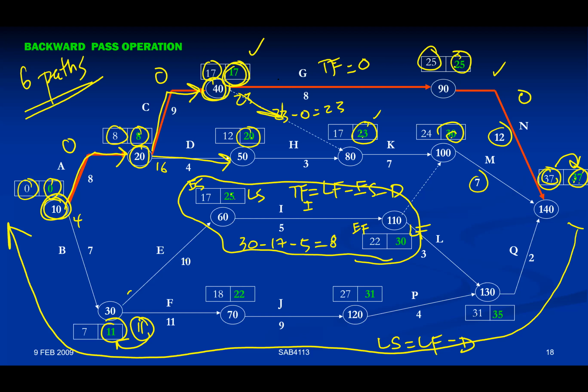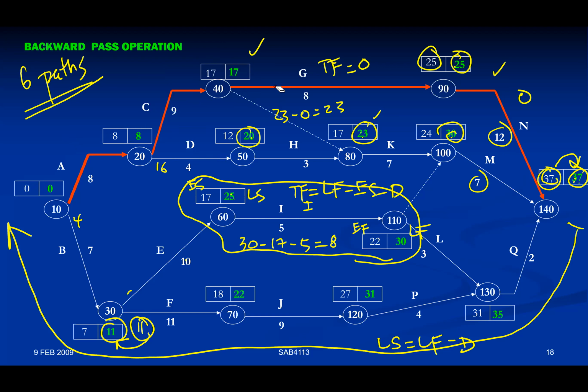And if you add all the values in that path, what value do you need to add? You add the value of duration, 8 plus 9 plus 8 plus 12. That is equivalent to 37. This is the longest duration. The rest will not be equivalent. The rest, you notice, 31 plus 32, this is only 33 days. This is only 31 days. And the others will be less than 37.